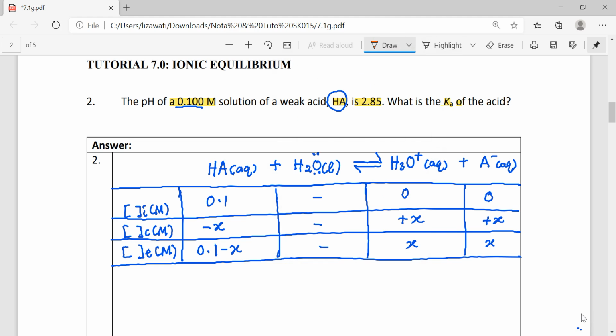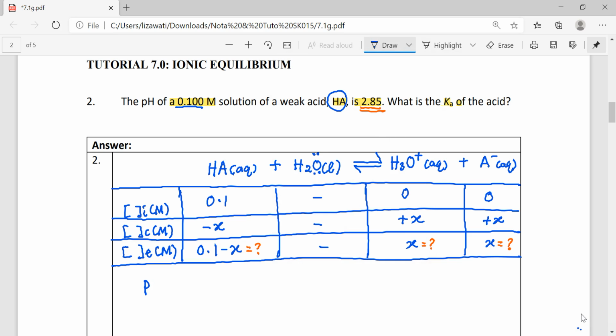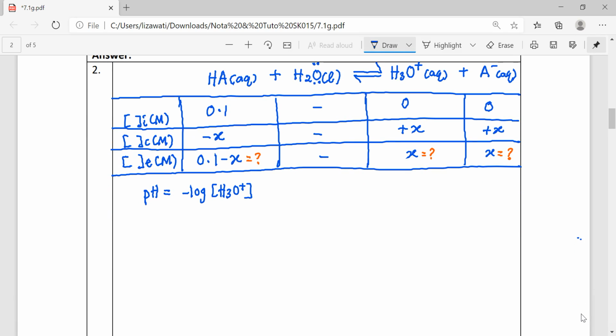Alright, so now the question here is we want to calculate the Ka. You have to find out the value for each of the concentrations of the reactant and also the product at equilibrium. How to solve the X value? So it's already given to you, the pH. So then you have to find out the X value by using pH. So first of all, we have to write the pH formula.